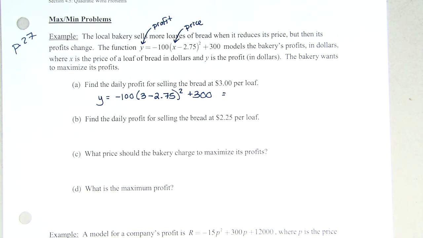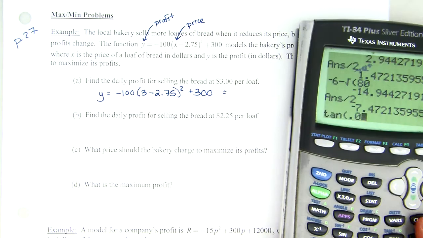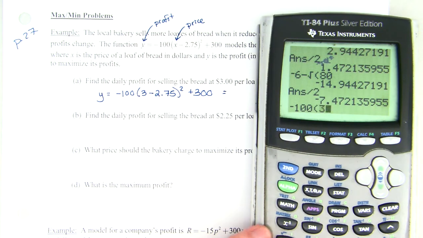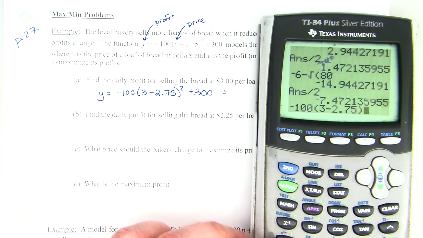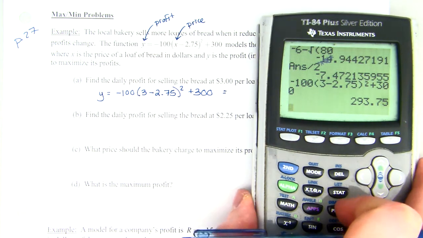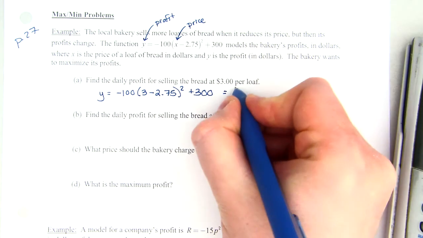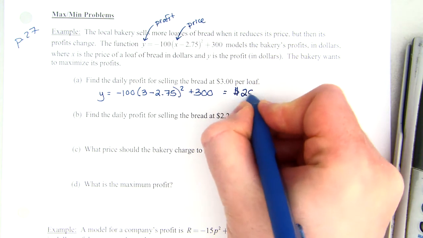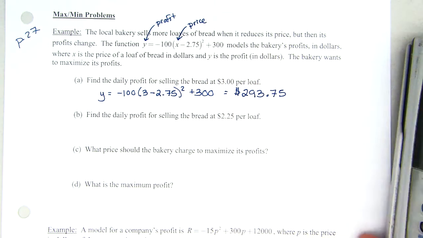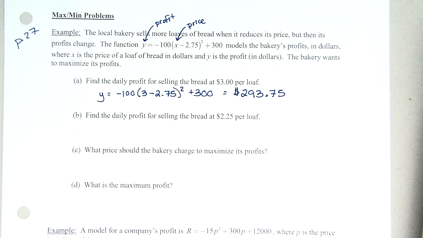Okay, you know what? I'm just going to go straight to the calculator and type that in as is. I'm going to say negative 100 times 3 minus 2.75 squared plus 300. Getting 293.75, that makes sense because we can have decimals when we deal with money. They're going to make $293.75 if they sell the bread at $3 per loaf.